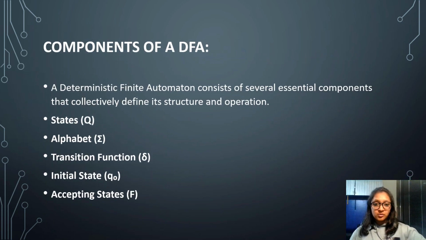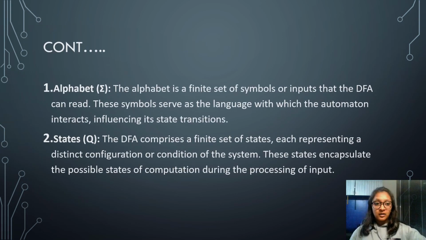Now let us see the components of a DFA. A deterministic finite automaton consists of several essential components that collectively define its structure and operation. There are states, alphabet, transition function, initial state, and accepting states. Now let's see in detail. Alphabet. The alphabet is a finite set of symbols or inputs that the DFA can read. These symbols serve as the language with which the automaton interacts, influencing its state transitions.